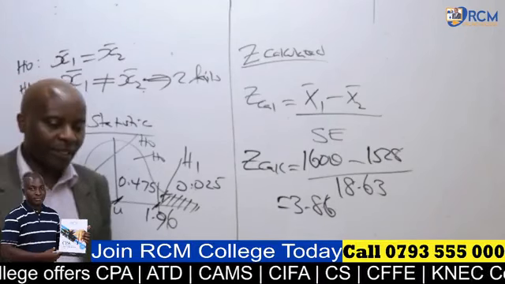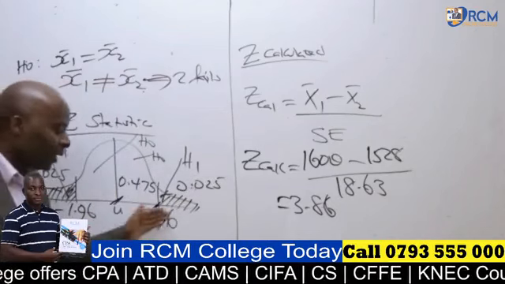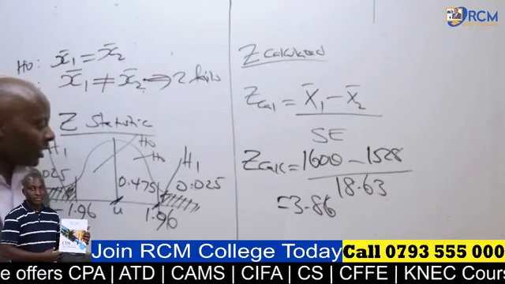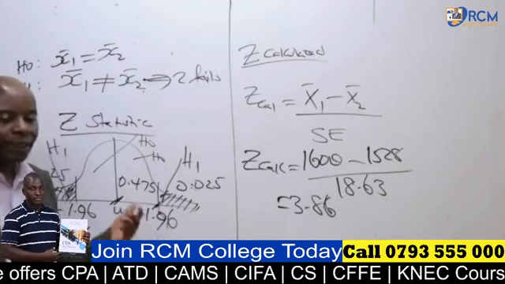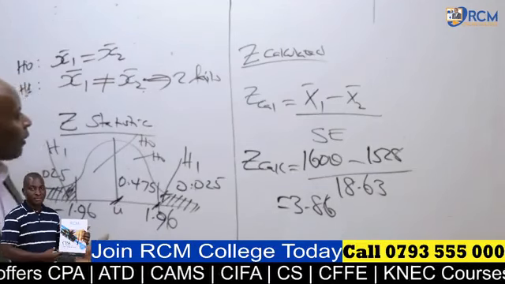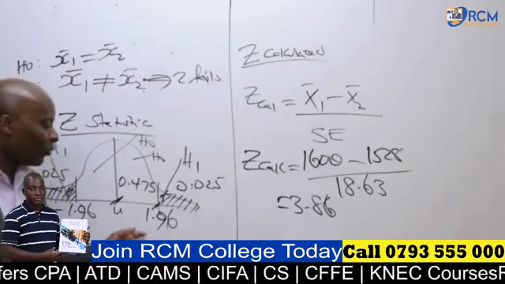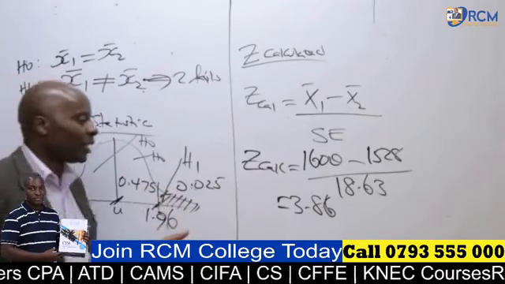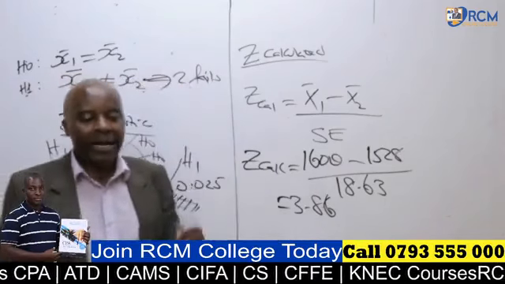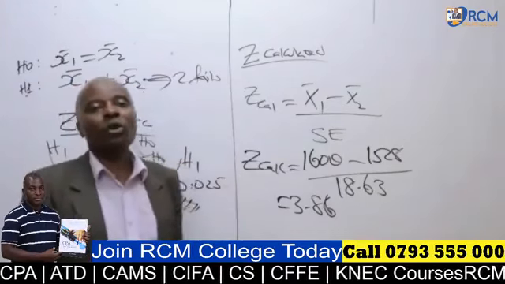The next thing, ladies and gentlemen, having gotten the Z calculated, is to come and fit it on this figure here. And I can see for sure that the 3.86 is falling on the shaded area. So you simply say there, it falls on the shaded area, therefore accept H1. Accept H1, yes. And when we accept H1, what conclusion are we having?